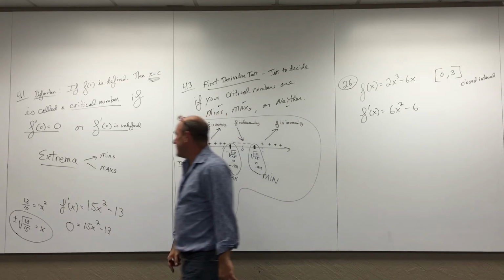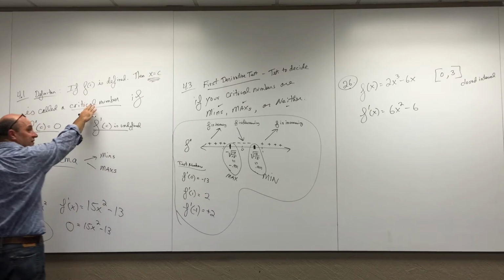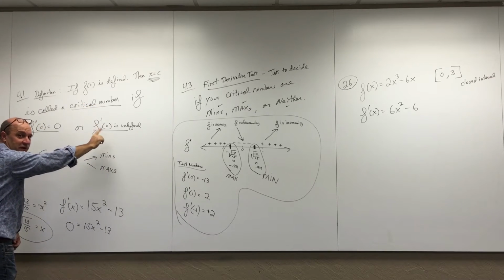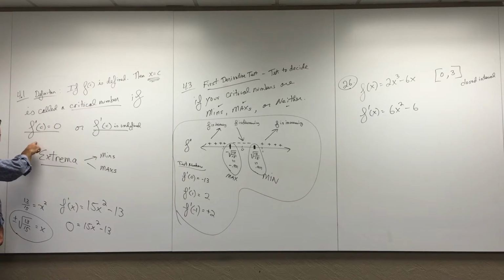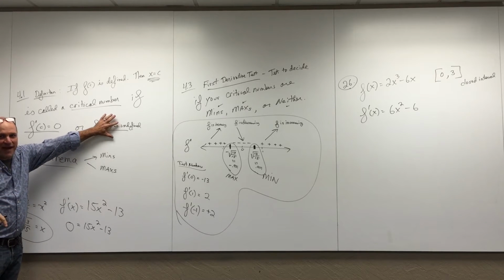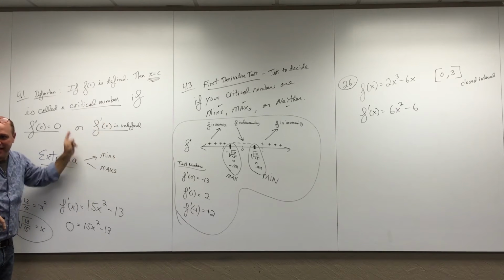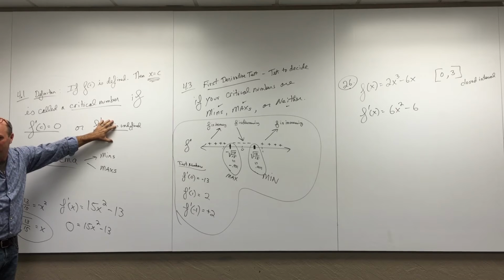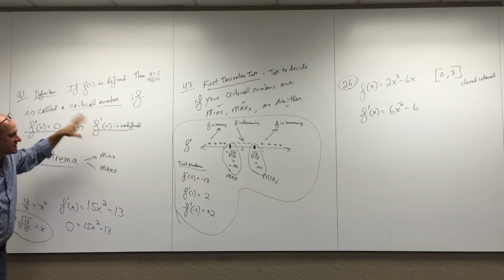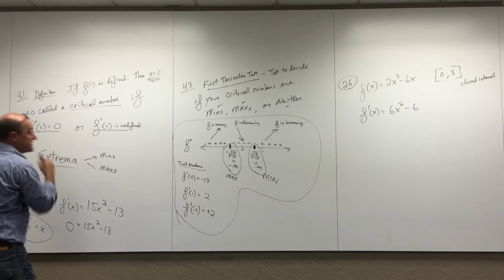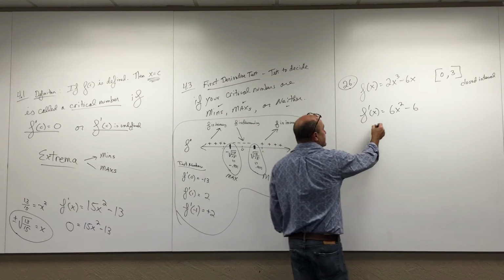Why did I even ask that? Well, because to be a critical number, it could be where it's undefined or where it's 0. A lot of them are never undefined, so we get out of the habit of asking that. I want to make sure you're still worried about that. But in this case, this guy's never undefined, but when is it 0? This is easy, right?